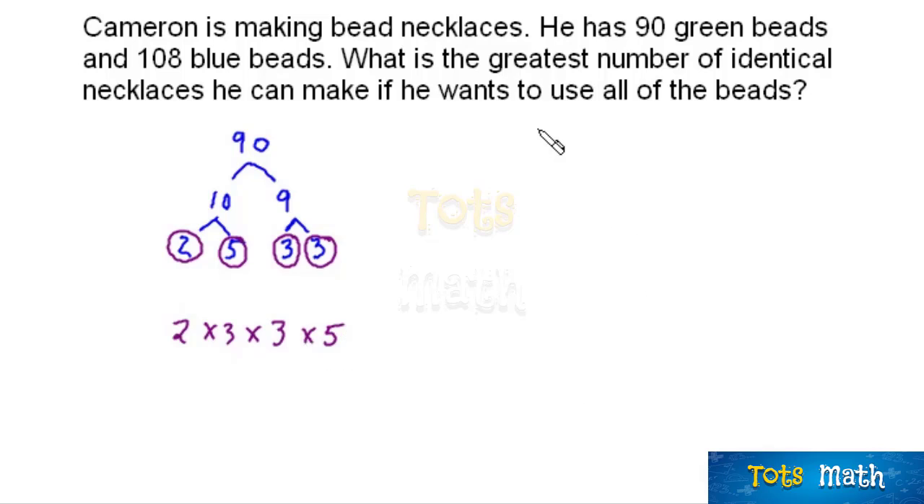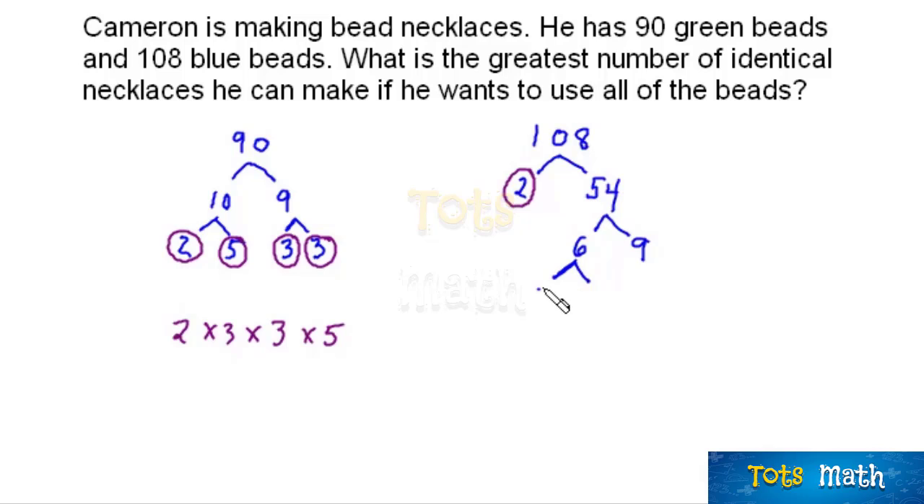Let's do the same thing for the number 108. Well, 108 is the product of 2 and 54. The number 2 is prime. 54 is the product of 6 and 9, neither of which are prime.